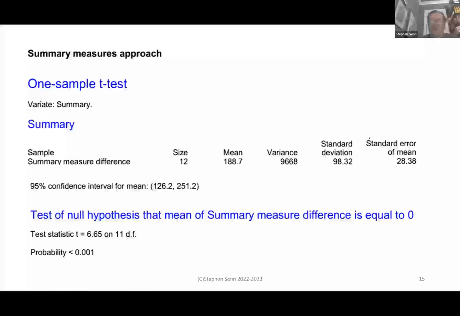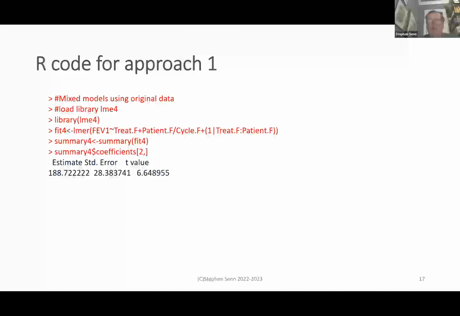28.38 we have there. And the t-value here is 6.65. That's the summary measures approach. And using the mixed model approach, 6.65 also. The estimate, of course, is the same, but that's hardly surprising. So the point here is that the mixed model approach and the summary measures approach give us exactly the same answer.